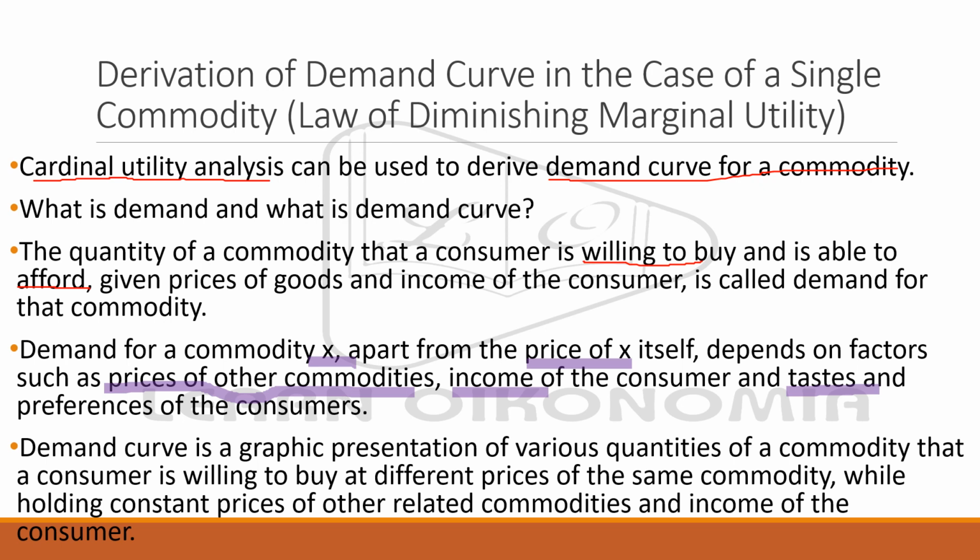So what we can understand is that we can go for a graphical representation of various quantities of commodities which a consumer would be willing to buy at various prices. But we consider the prices of other commodities, the income of the consumer, etc. as constant. So we would be considering changes in prices and changes in quantities, nothing else. Even though we know that there are many other factors influencing the demand of a consumer for the commodity, we consider all these things as constant. The ceteris paribus assumption.